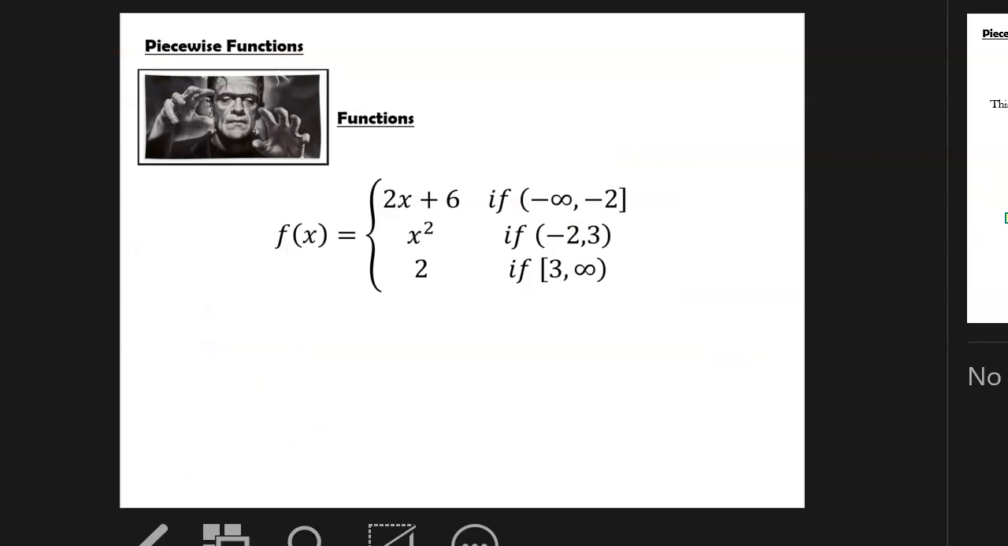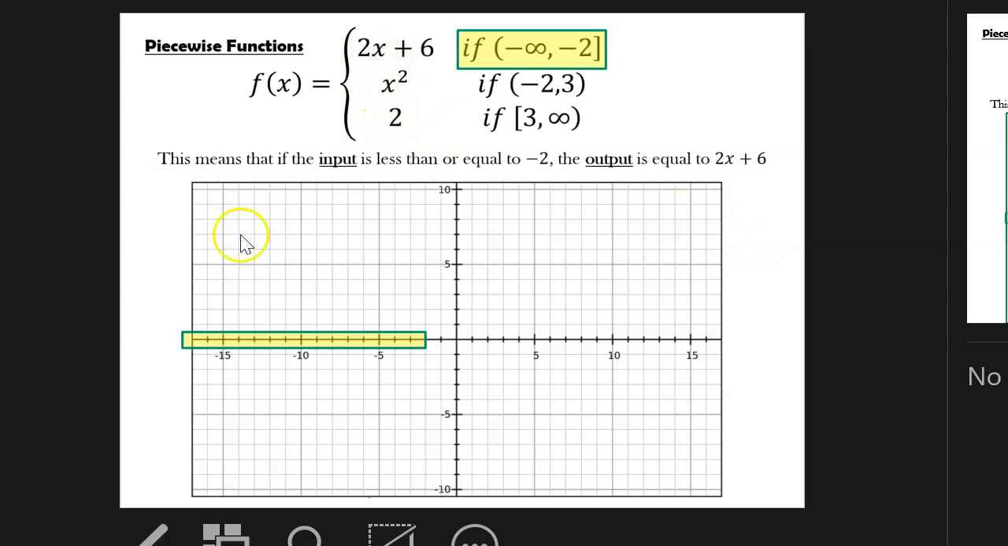So here is our piecewise function, or our Frankenstein monster piecewise function. Looking at each of the individual pieces, we'll start off with the very top. This interval, negative infinity comma negative 2, means that if our x values are less than or equal to negative 2, then the output, our y values, will follow the rule 2x plus 6. So if our x values fall between negative infinity and negative 2, we're going to plug them into this expression 2x plus 6 and get a y value.